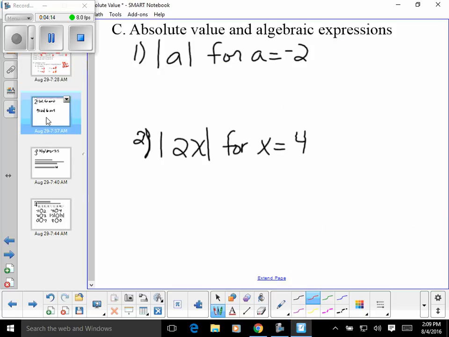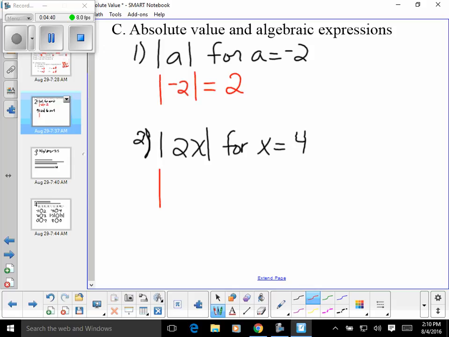In our next thing, we're going to apply absolute value in with algebraic expressions. Just like when we worked with expressions before, we substitute for the given variable. So in example 1, we're going to substitute the -2, and the absolute value of -2 is 2.